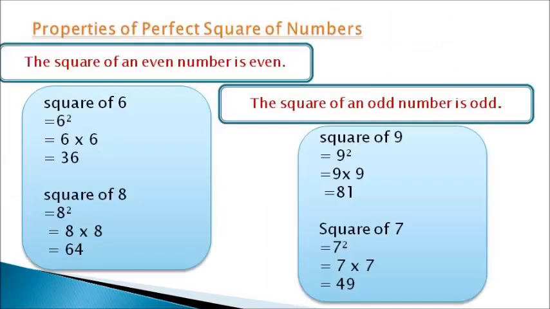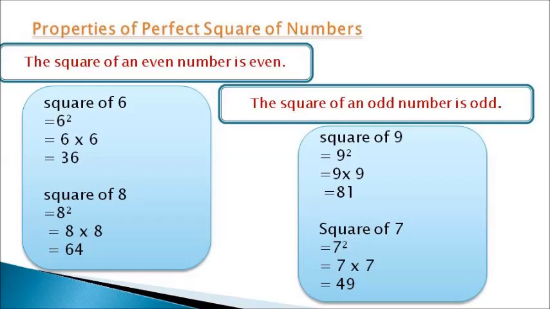We will study the properties of perfect squares of numbers now. The first property states the square of an even number is even. Now look at the squares of even numbers given below. Square of 6 is 6 multiplied by 6 gives 36, which is an even number. Again we take another even number, that is 8. 8 multiplied by 8 gives 64, which is again an even number and square of an even number 8.